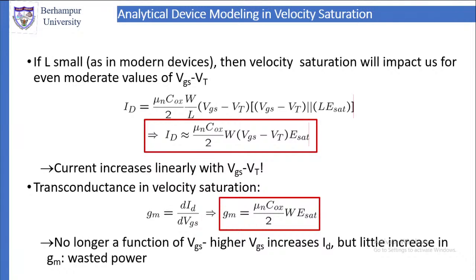It is no longer a function of VGS, which means the higher VGS increases ID, but it has little effect on Gm. So we are going to waste power. If you increase VGS, you are increasing ID without increasing the transconductance. If there is no increase in transconductance but an increase in ID, then the power is wasted because the conductance remains constant. So power is wasted. No question of using this.